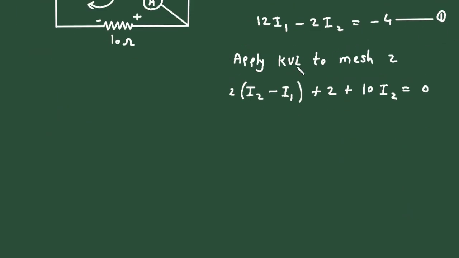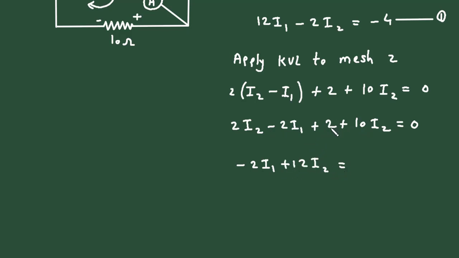Because according to KVL, that is Kirchhoff's voltage law, the algebraic sum of all the voltages in a loop is equal to 0. So now let's simplify this. It will be 2 I2 minus 2 I1 plus 2 plus 10 I2 is equal to 0. Now let's write I1 terms first. So it will be minus 2 I1, then 2 plus 10 again, plus 12 I2 is equal to, if we take this constant on the right side, minus 2. Let's say this is equation number 2.